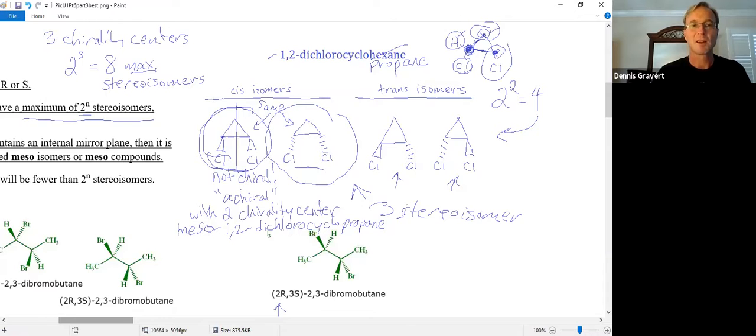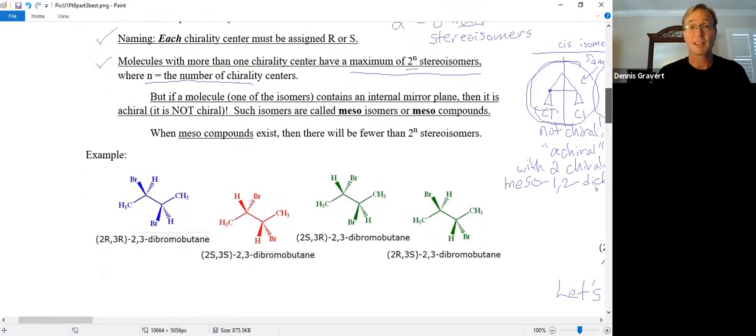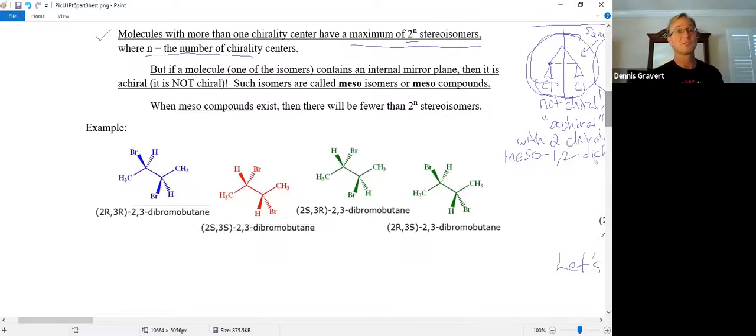Cool. All right, let's do another example, because I know this is kind of subtle. I'm glad if you're getting it, but for those of you who are just like, give me another example, there you go. Let's look at 2,3-dibromobutane.